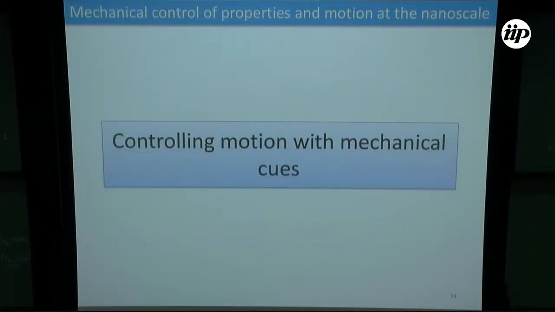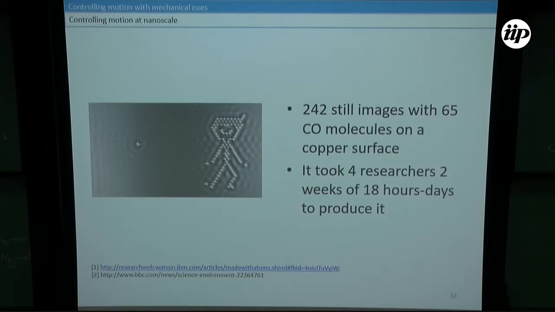I'll talk a bit about the second part. That's about controlling motion. There's also some work, but it's kind of different. But it's also interesting that you can control motion with mechanical cues. And I would like to give an idea of how difficult it actually is to move stuff in the nanoscale. And I really like this.